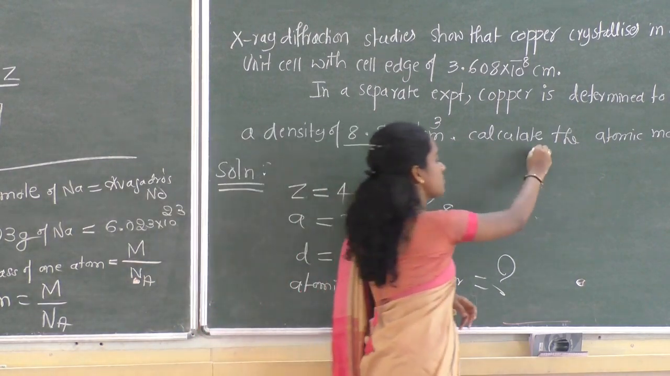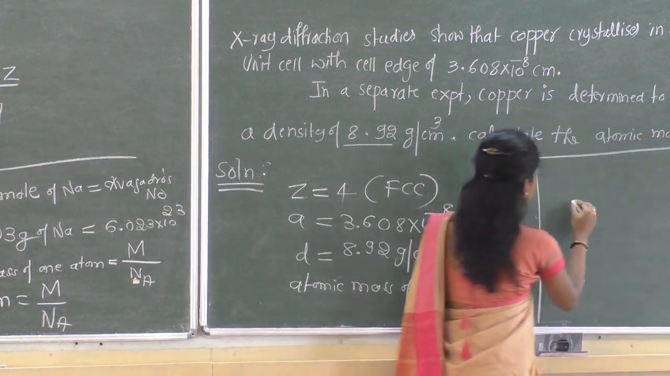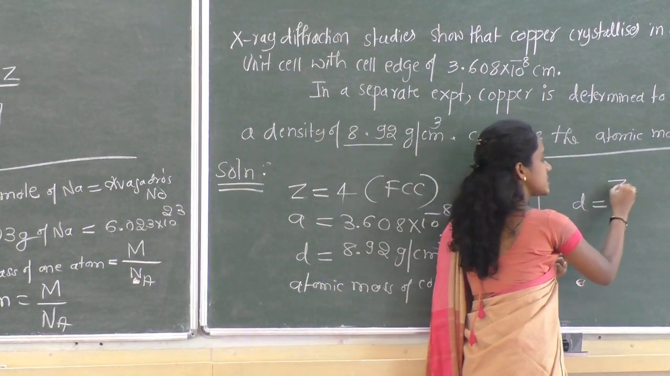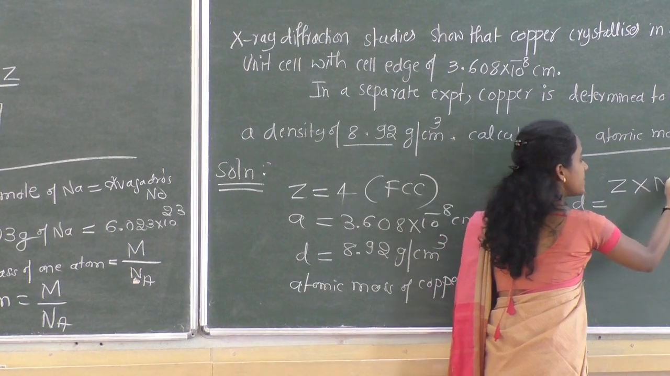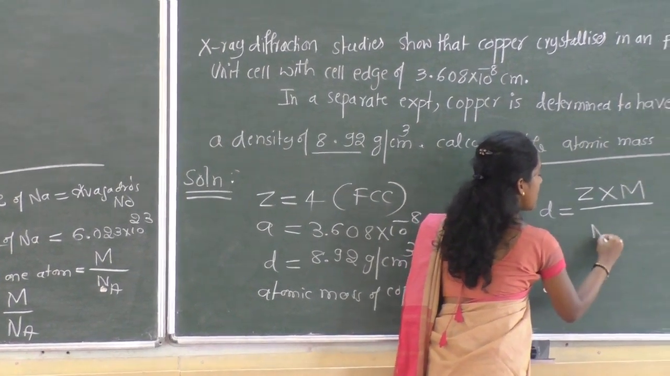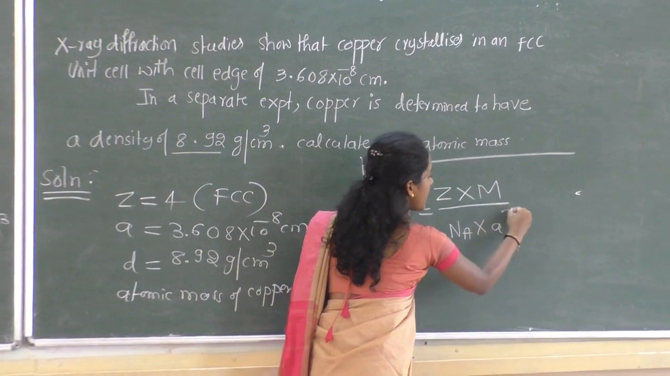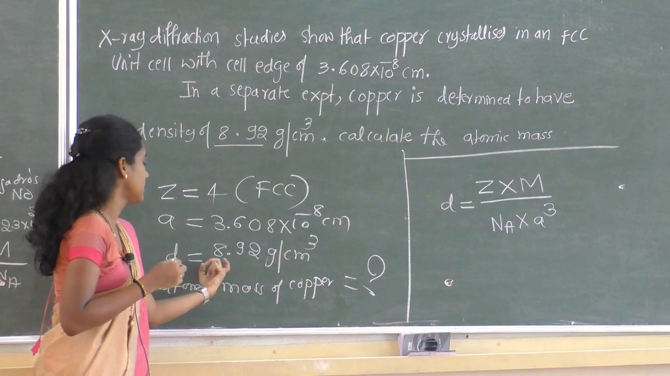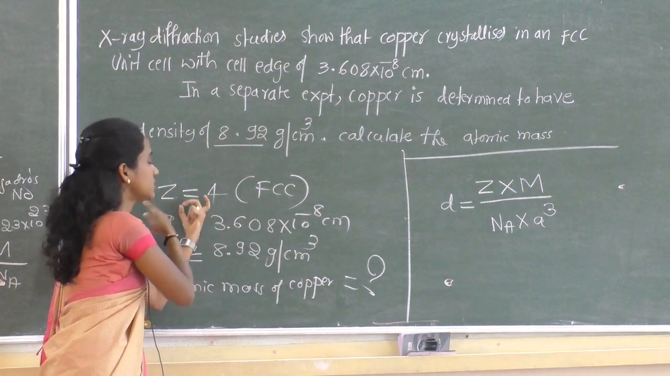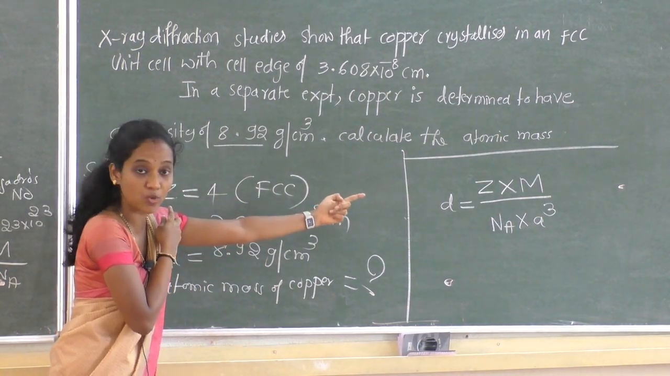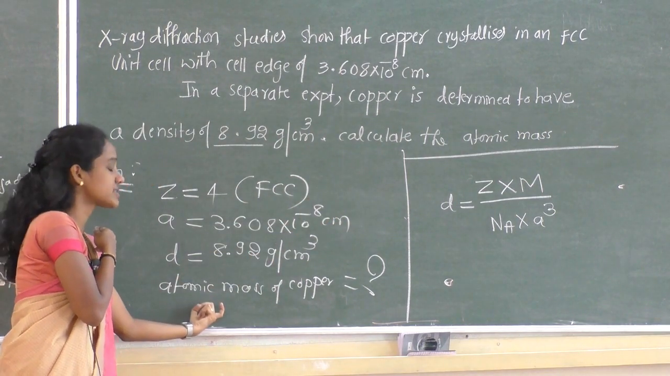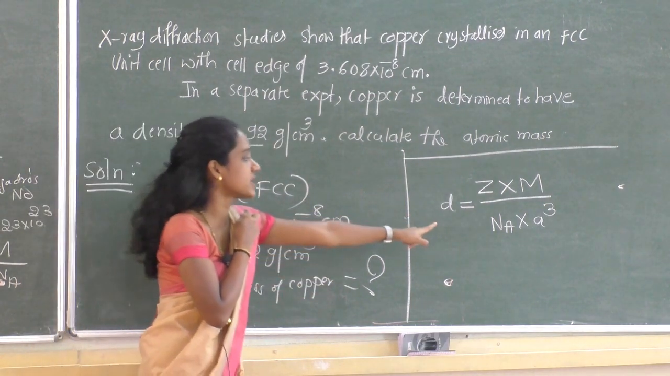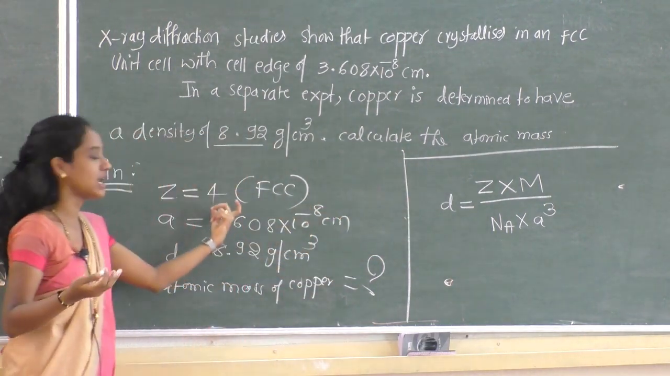So let us use the formula here. We have the formula to calculate the density of a unit cell: d is equal to Z into capital M divided by Avogadro number into a cube. Look at this formula. We have density value here and we know the value of Z, and M is molar mass, but here it is asked atomic mass. So first we need to calculate the molar mass. What is Na? It is a constant value and a value is also given.